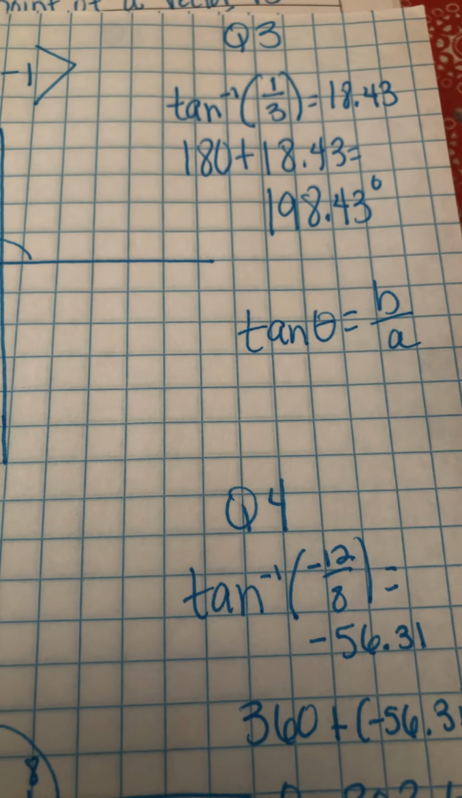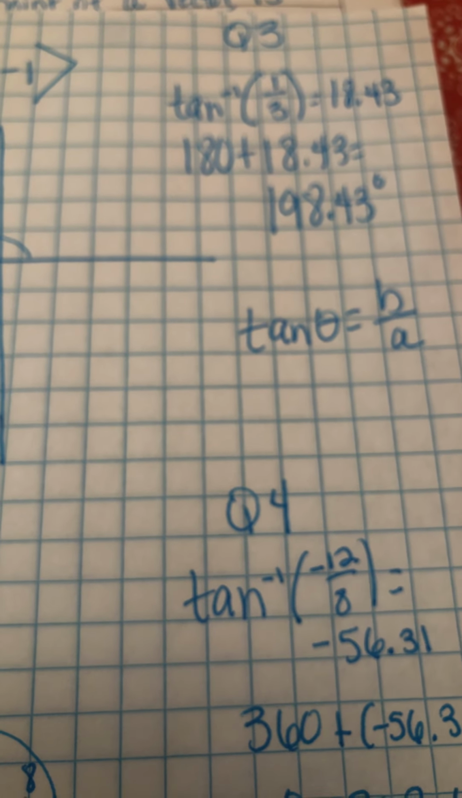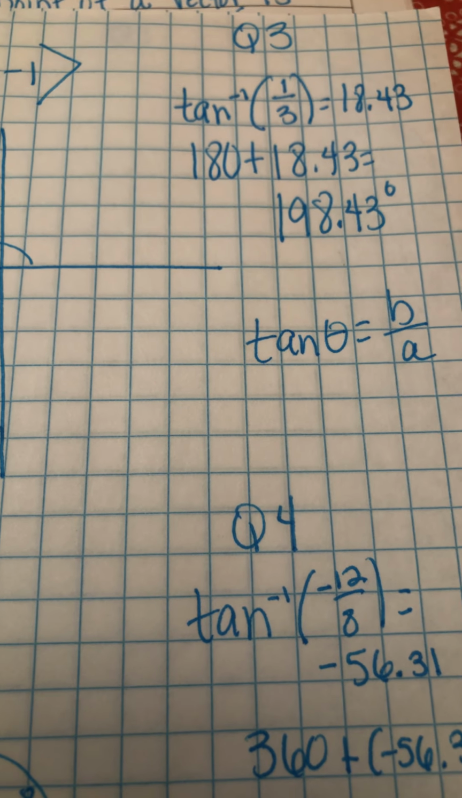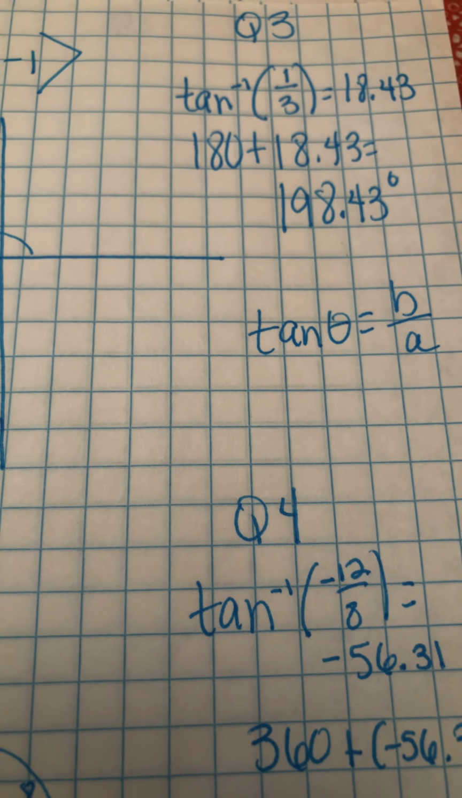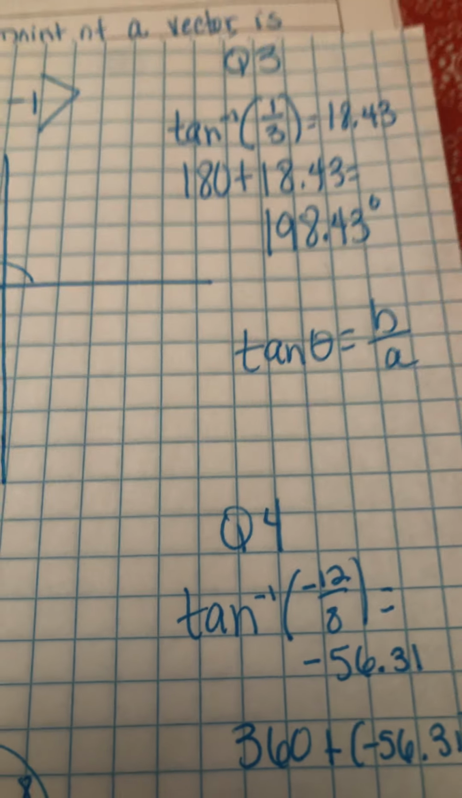Now, if you're in your first quadrant, you're fine. First quadrant, you just go ahead and plug it in, find the inverse, and you're finished. But let's look at 2, 3, and 4. Now, in 2, 3, and 4, I am only doing the direction angle. I'm not doing the magnitude. The magnitude is up to you, okay? So let's look at number 2.